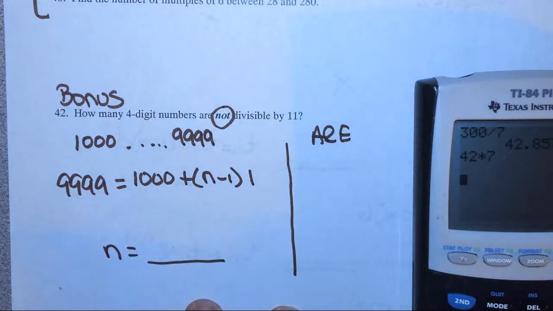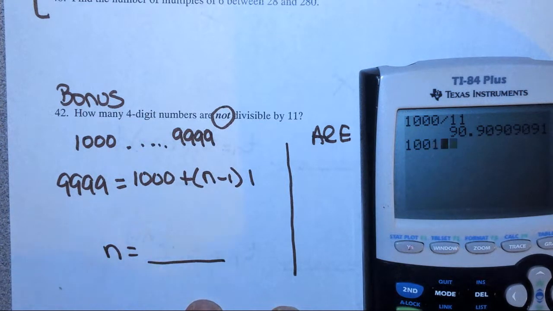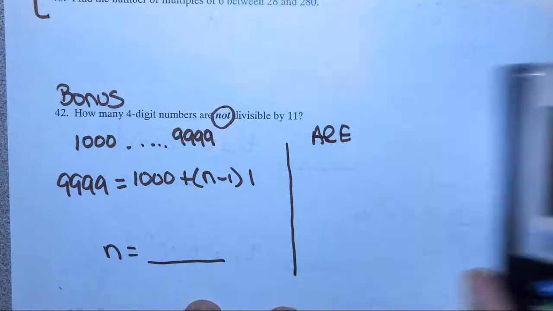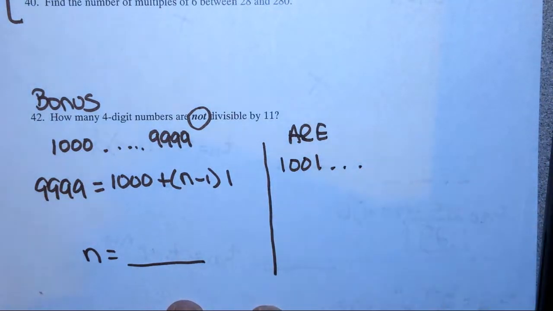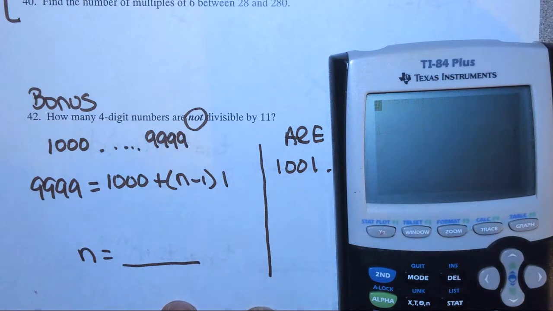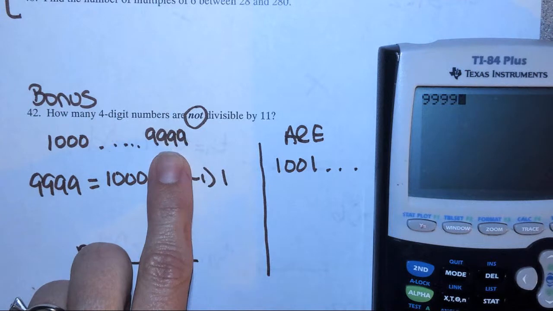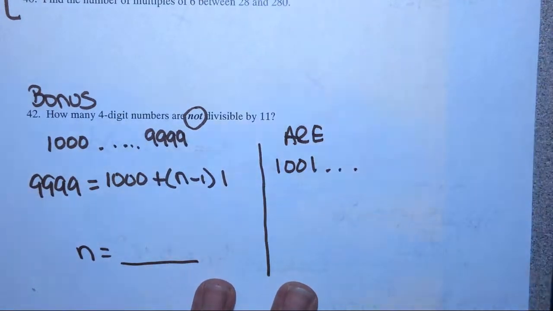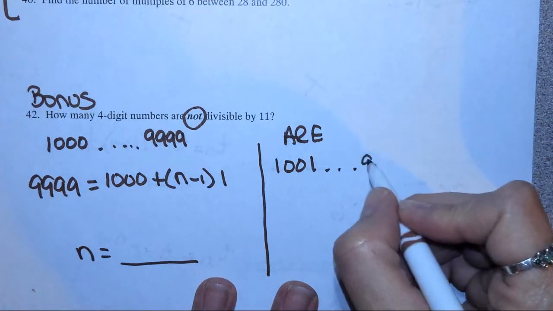So I have to figure out what is the first 4-digit number that's divisible by 11. We'll start off with 1,000 divided by 11. Nope. 1,001 divided by 11. Oh, there it is. That made it easy. So my first number is 1,001, dot, dot, dot. I need the last number, so we're going to do what we did above. We're going to take my original last number, divide it by 11. Oh, I find out that it goes in evenly. So that is your last 4-digit number that's divisible by 11.